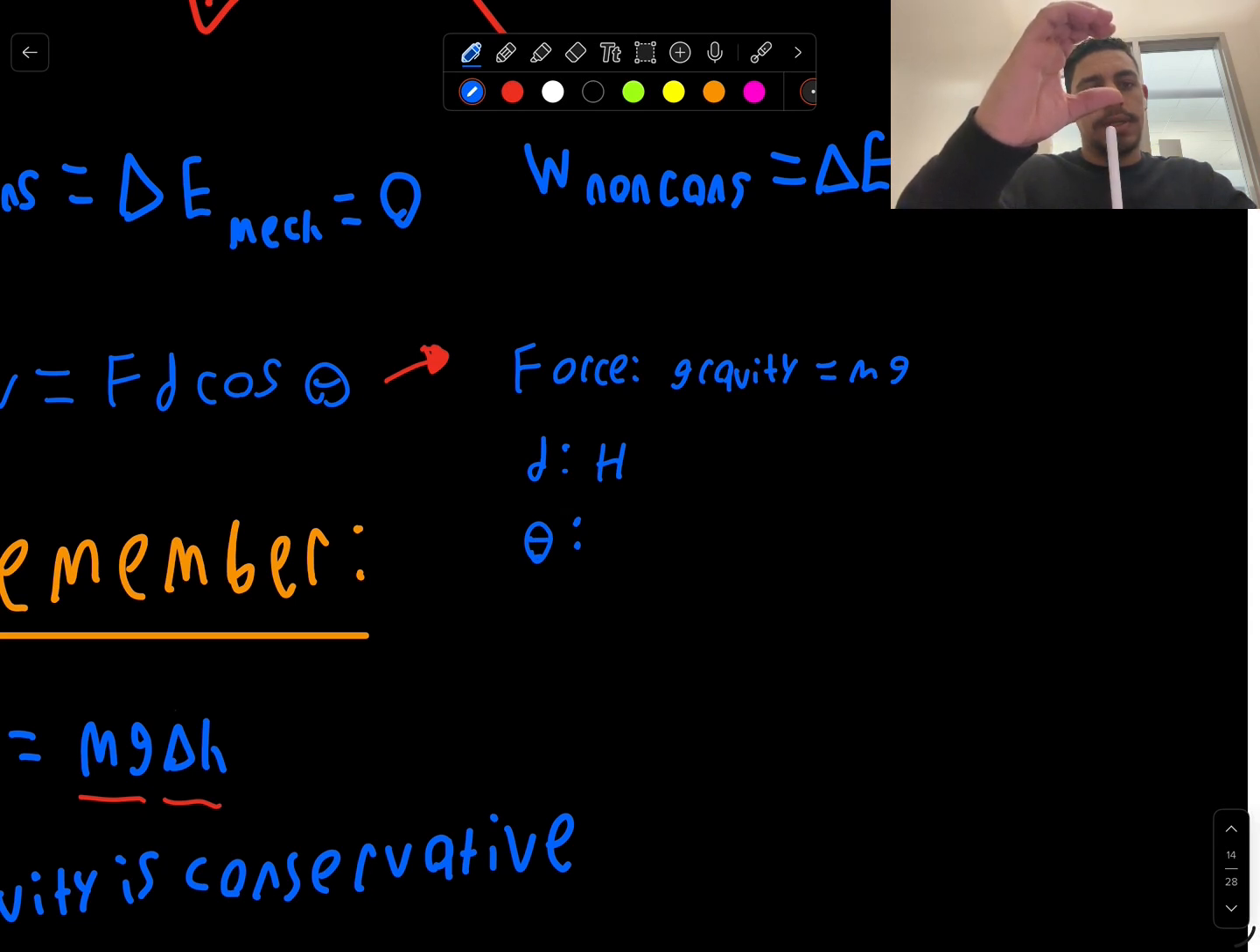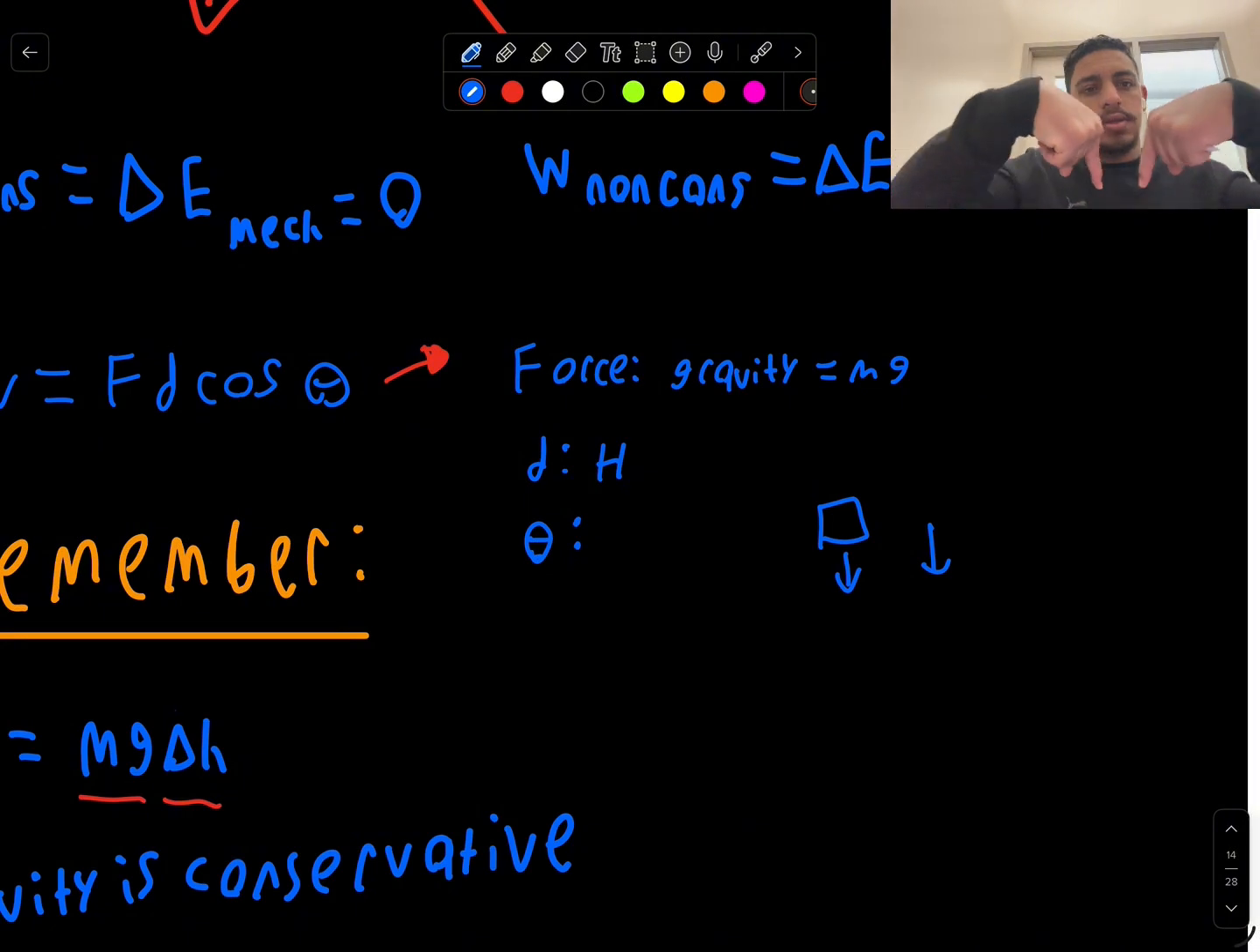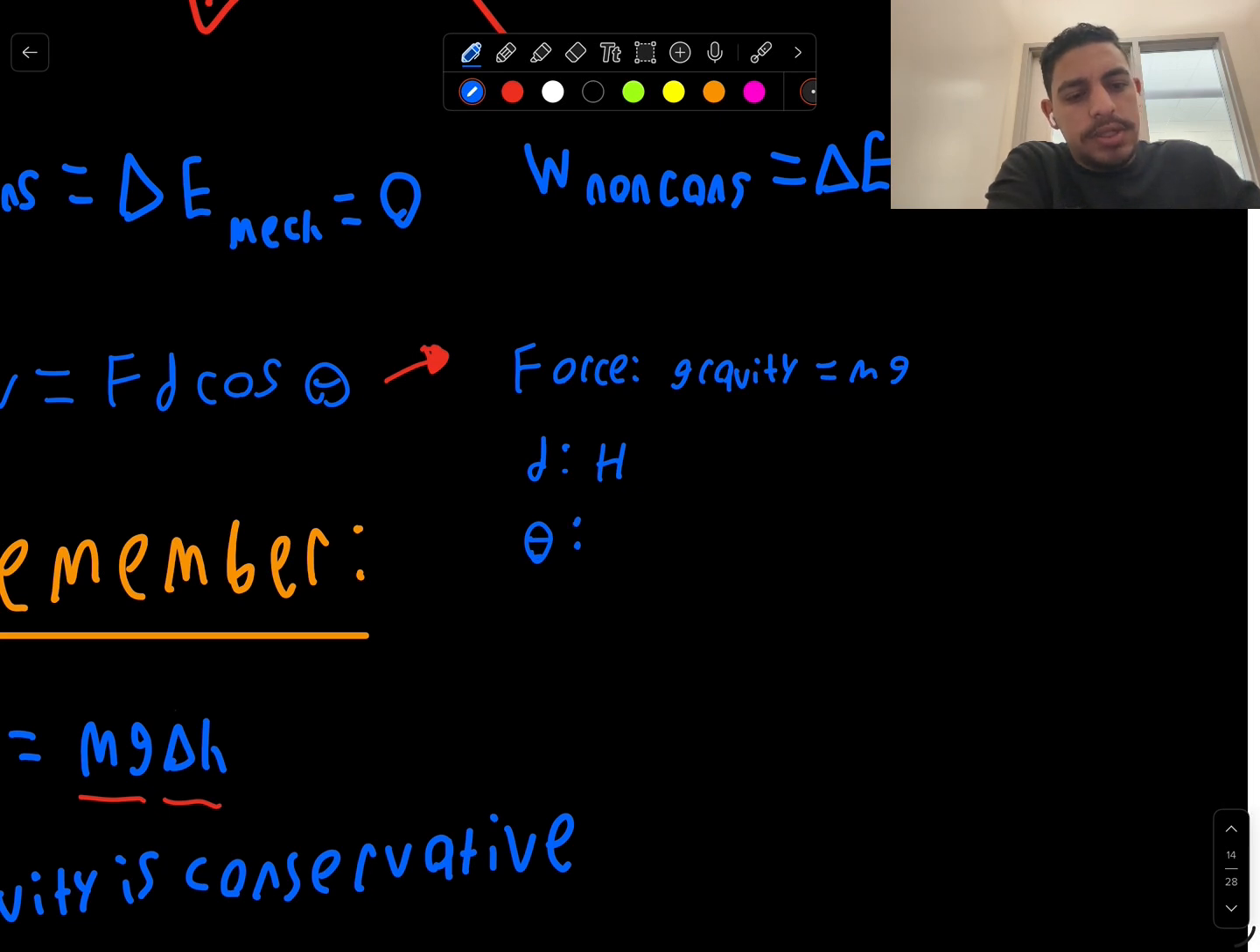And so what you can see is that they're both pointing in the same direction. Motion goes down, gravity goes down. So there is no angle between the two. It's just 0, right? Because motion goes down, and so does gravity. And so if their two arrows are like this, there's no angle difference between the two. And so theta is equal to 0.